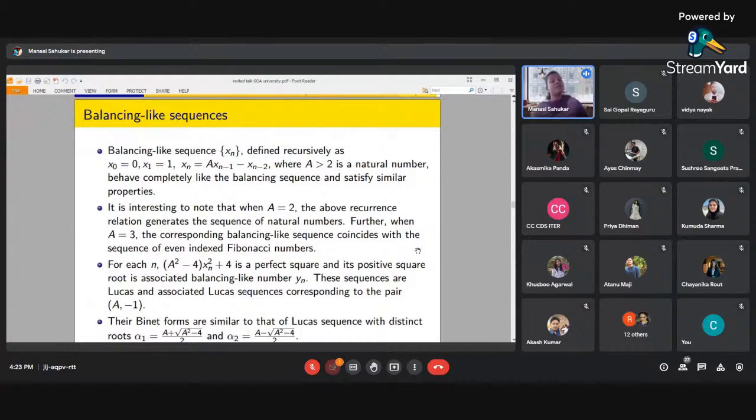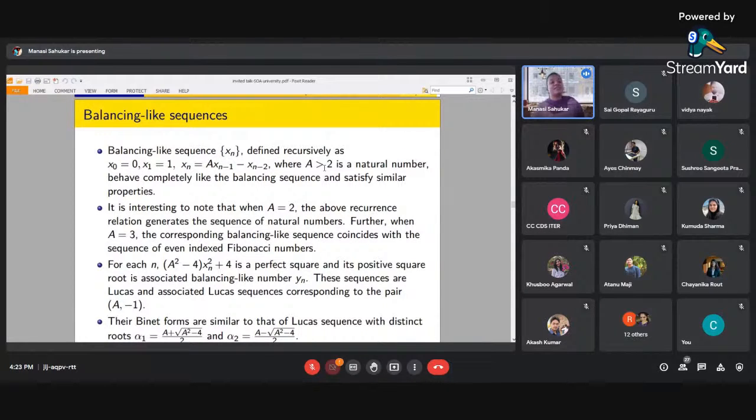Dr. Sudhansu Sekhar Rout and Professor G.K. Panda have also generalized the balancing sequence by replacing 6 with any A. Because if I pick A as 2, I get 2xn minus 1 minus xn minus 2, and I'm getting all the natural numbers. So that's why we're not considering A equal to 2. If you check A more than 2, we'll get a different type of sequence.